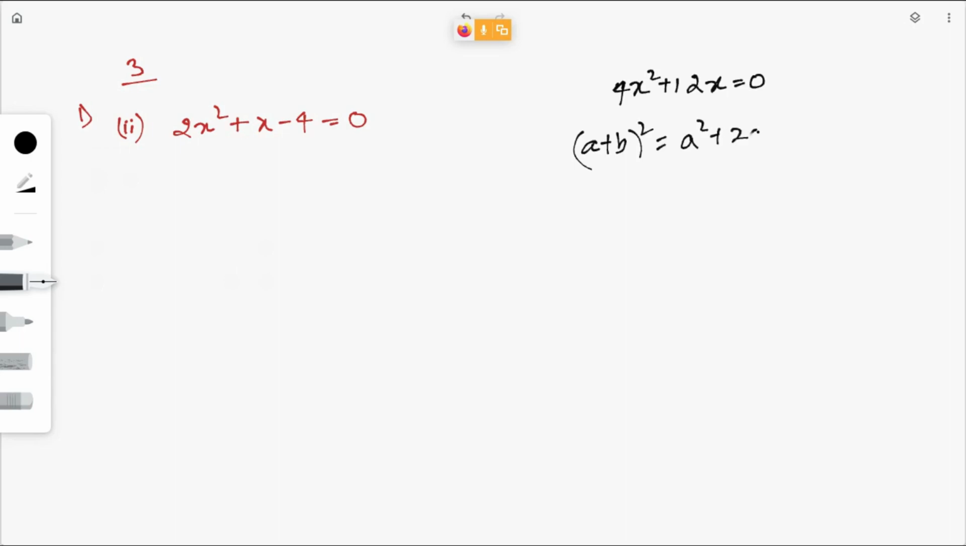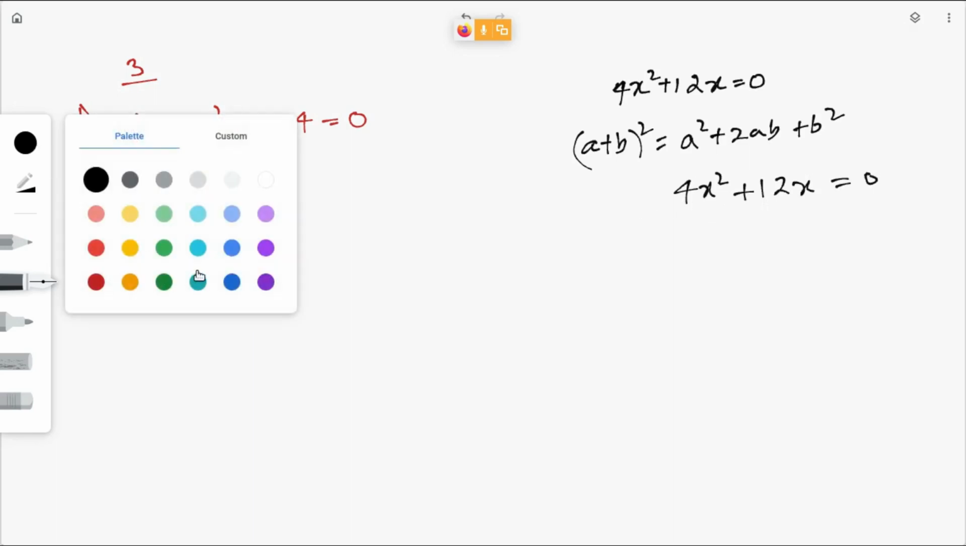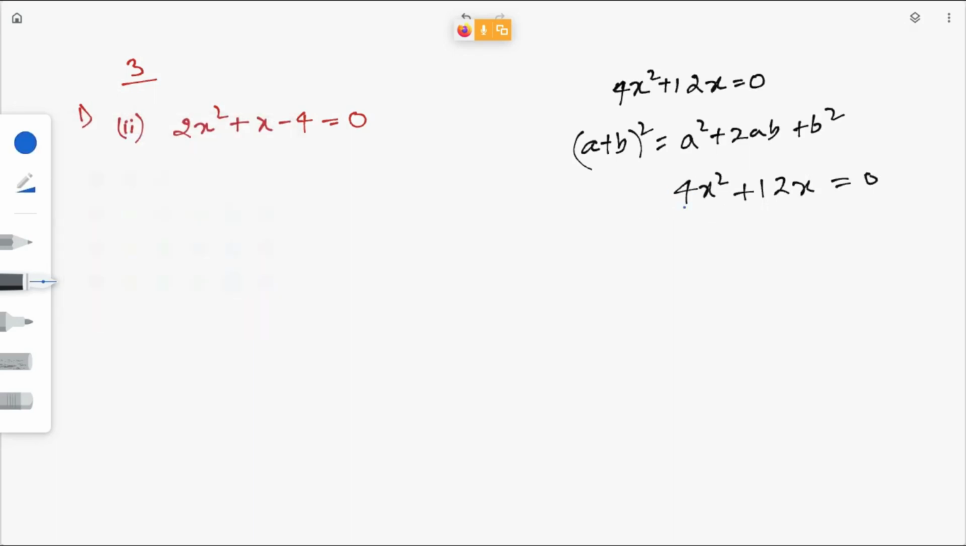Plus 2ab plus b square. Again, now compare these two. Let me write it again here: 4x square and then 12x. What is the next step? This 4x square can be written as 2x whole square. Yes or no?